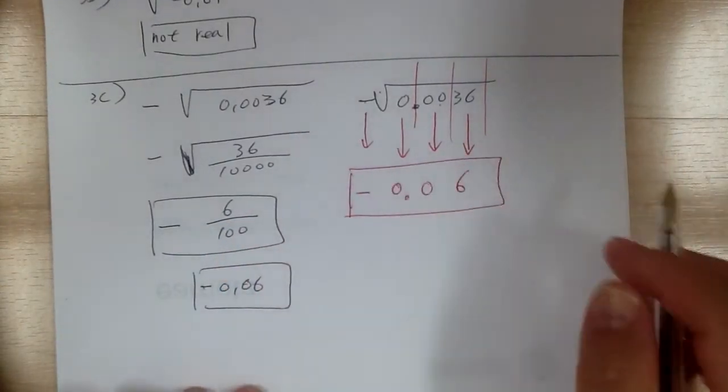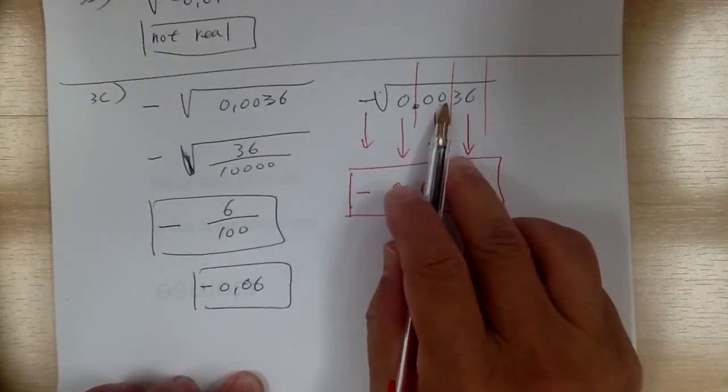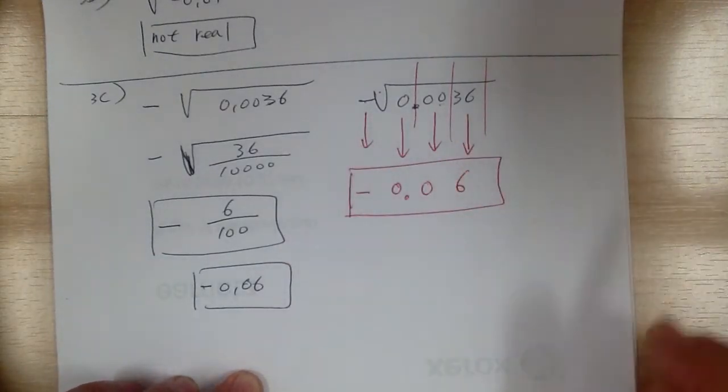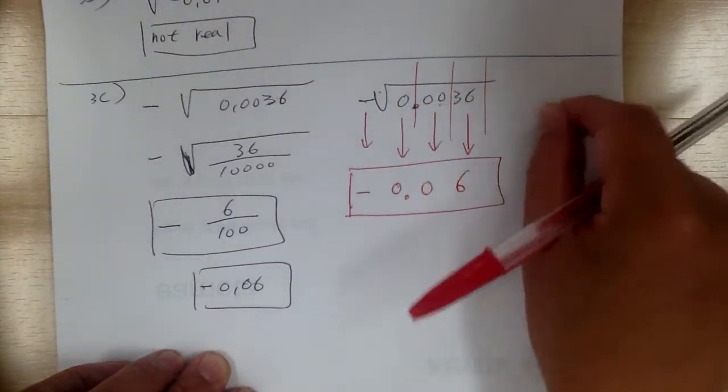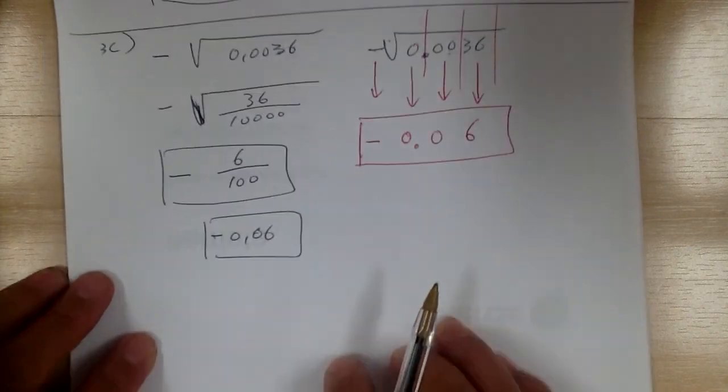But again, you have to be careful with this, okay? You can only do it with all the zeros in the front or all the zeros in the back. You cannot have digits between the zeros. Okay, let's go to 3D.